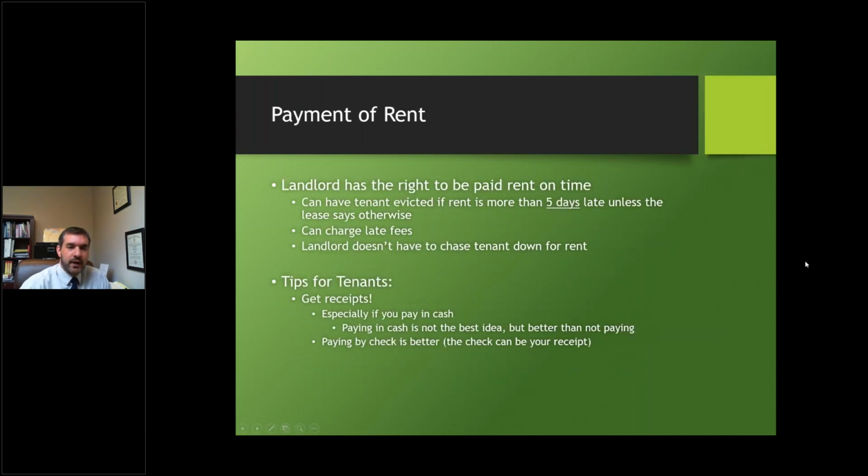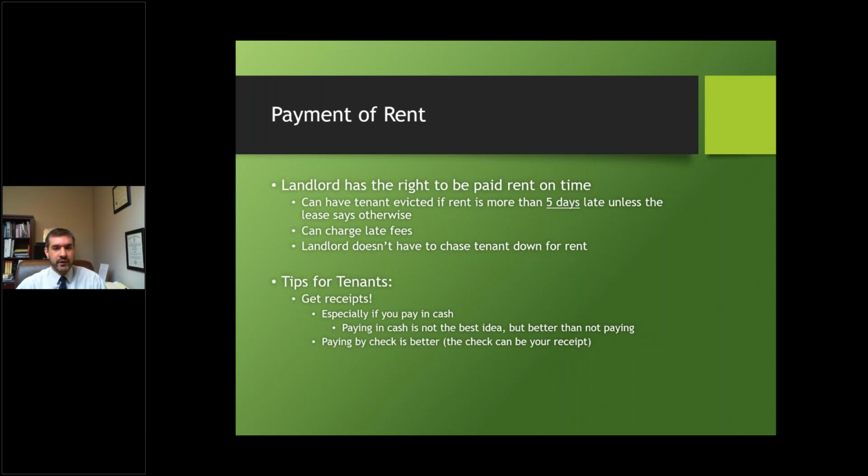So moving along, the first big thing, and of course, one of the primary aspects of the landlord-tenant relationship is the payment of rent. So what rights does the landlord have with respect to payment of rent? Under South Carolina law, the landlord has the right to be paid rent on the due date. However, the Residential Landlord-Tenant Act gives the tenant a 5-day grace period for the payment of rent before an eviction can take effect. The landlord can charge late fees for non-payment of rent, and the landlord is not required to make any number of attempts to collect rent.